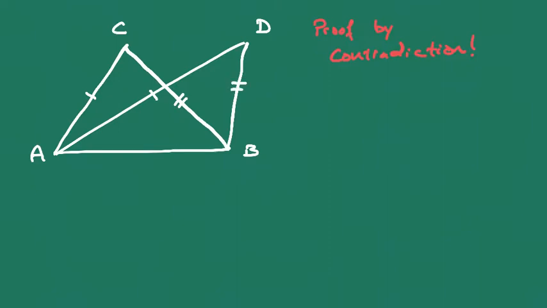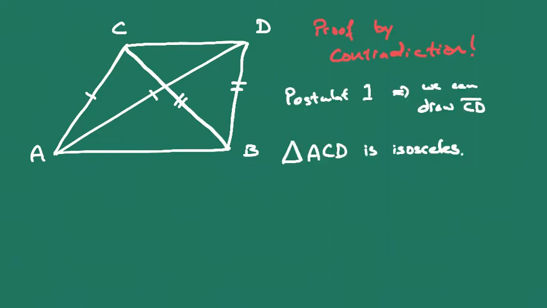Well, what we want to then do is to add a new line segment, which from postulate 1 says we can connect any two points with a straight line, so we want to add our line segment CD. And so in drawing line segment CD, we then have that triangle ACD is going to be isosceles. Then from our proposition 5, which we've already proven, we then have that our angle ACD is going to be congruent to our angle ADC.